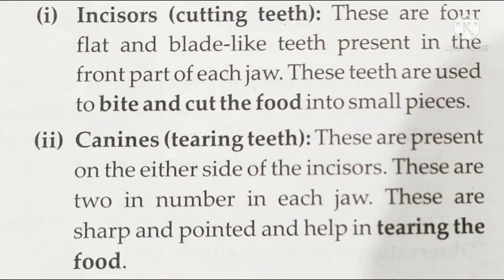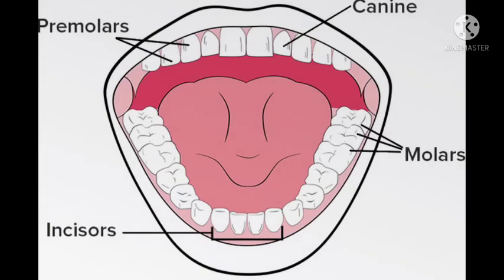Second category is of canines. Canines are also known as tearing teeth and they are present on the sides of our incisors. These are two in number in each jaw. They are sharp and pointed, and they help in the tearing of the food. I hope these two are clear to you. Now see this picture to understand incisors and canines.